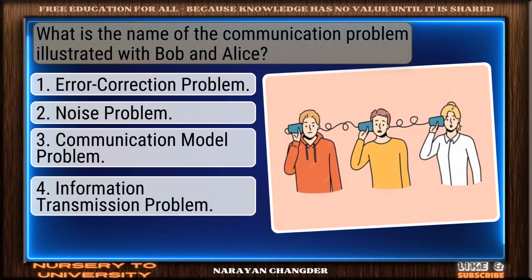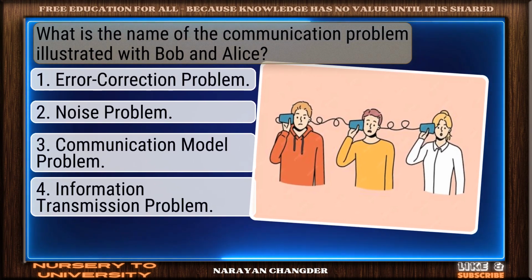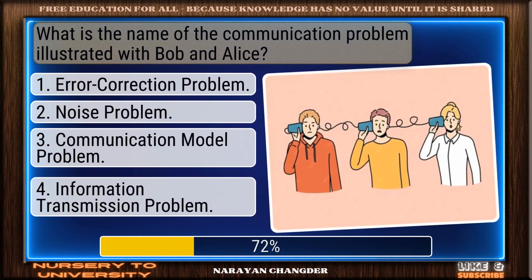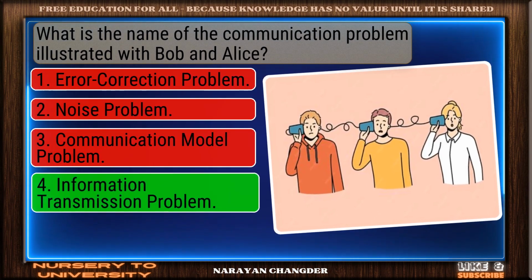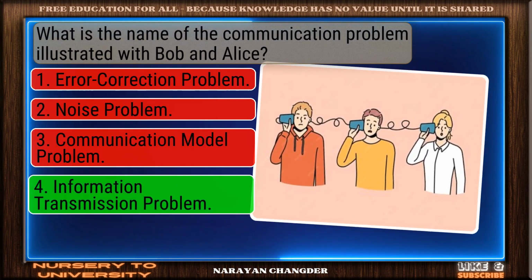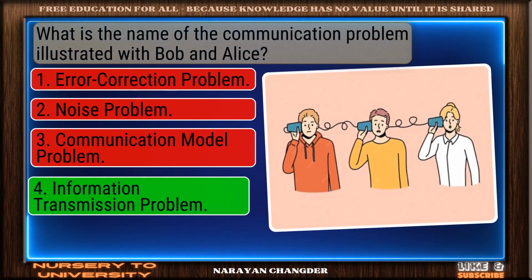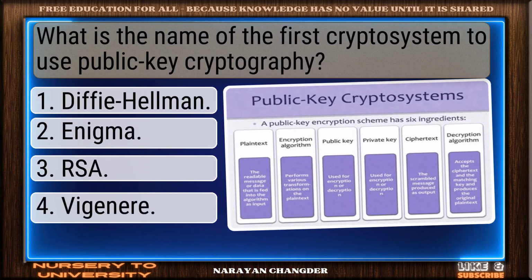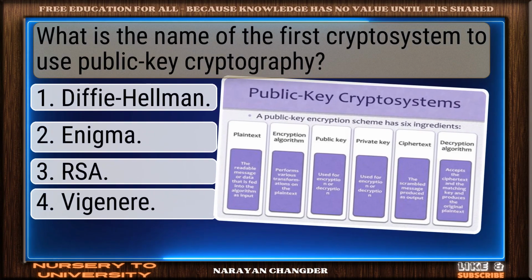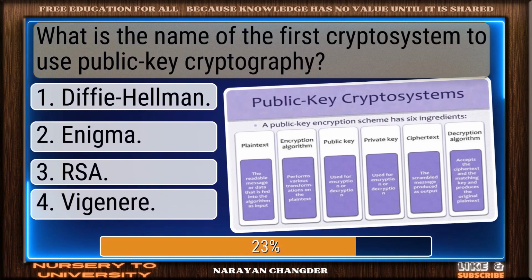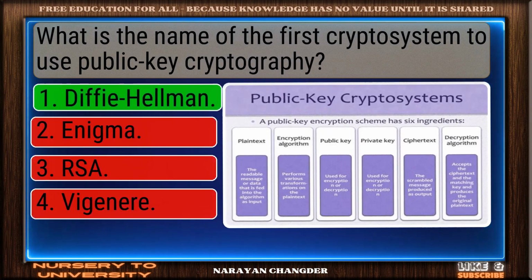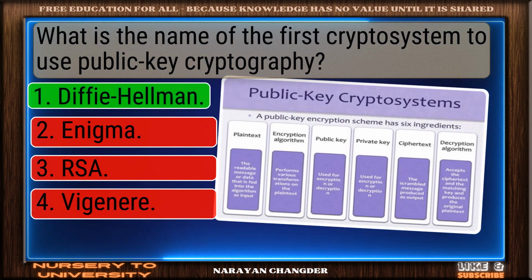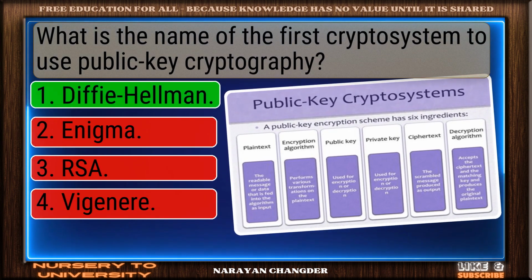What is the name of the communication problem illustrated with Bob and Alice? Good job. Your answer, information transmission problem, works well here. What is the name of the first crypto system to use public key cryptography? Correct response. Diffie-Hellman is the most accurate answer.